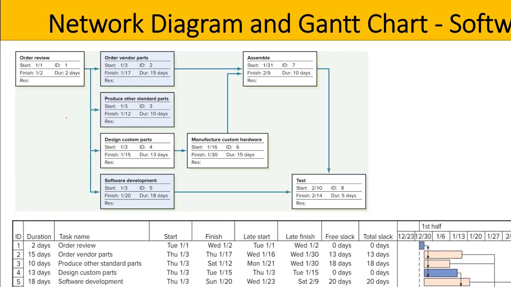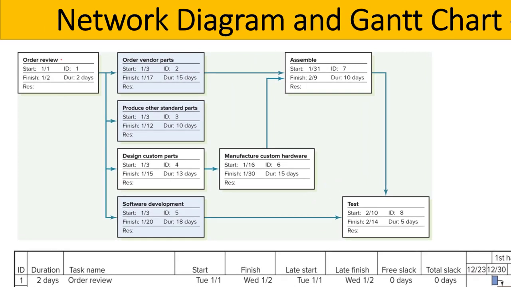At the top we have the network diagram, so order review leading to order vendor parts, produce other standard parts, design some custom parts, software development, designing of custom parts goes into manufacturing some custom hardware, which goes into assembly and then down to testing. So we've got a few different paths through this network diagram.